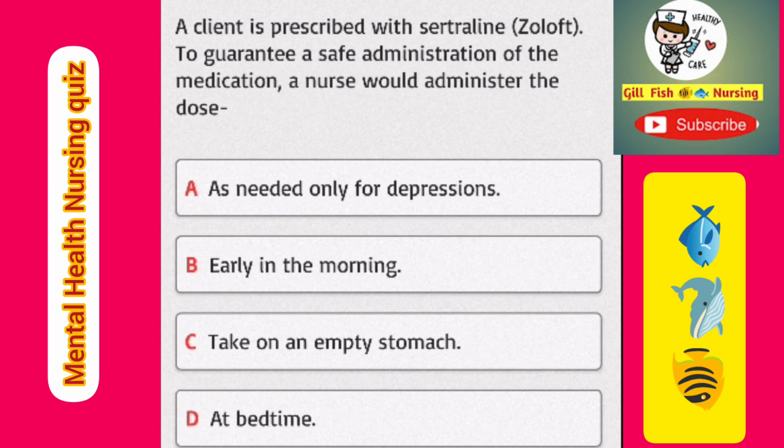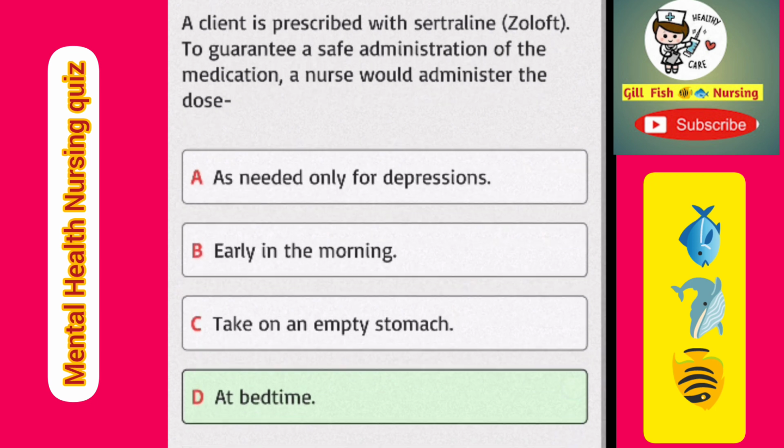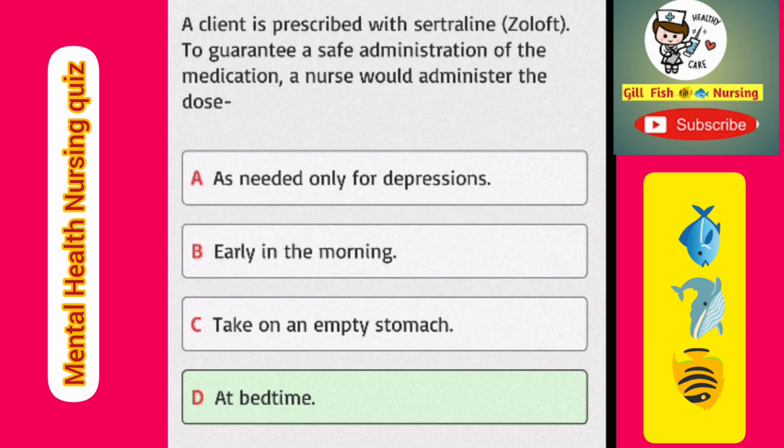Okay, next question. A client is prescribed sertraline. To guarantee safe administration of the medication, the nurse would administer the dose A, as needed only for depression, B, early in the morning, C, on an empty stomach, D, at bedtime. So what is the correct answer? At bedtime. Why? Because sertraline is an antidepressant. If you give it in the morning and evening, it will disturb the sleep and also cause drowsiness. So that is why you have to give the drug at bedtime. The correct answer is bedtime only, because it will make drowsiness.